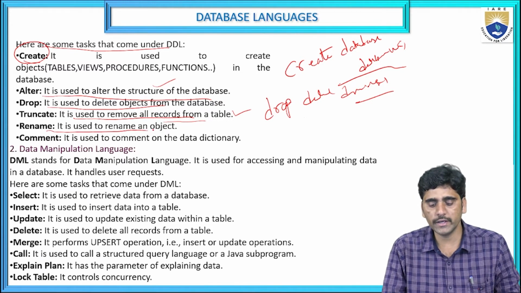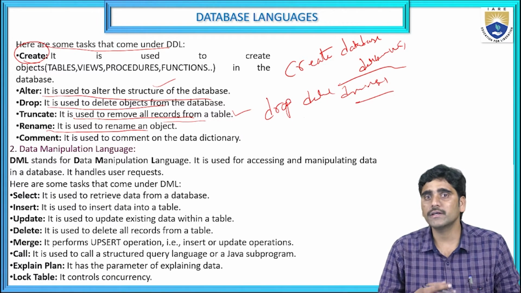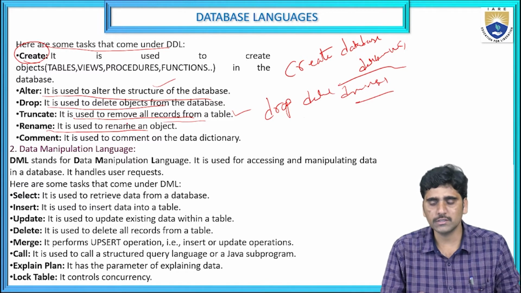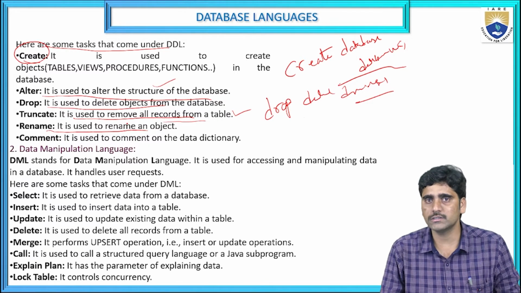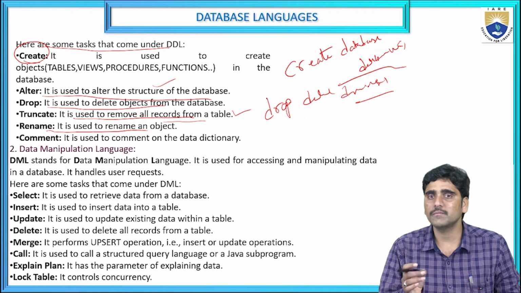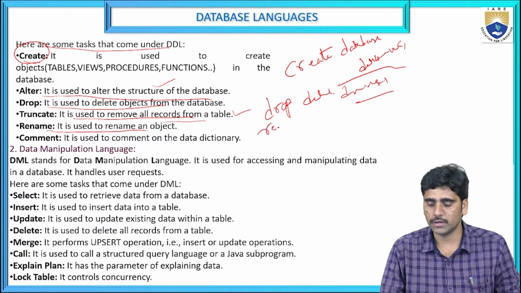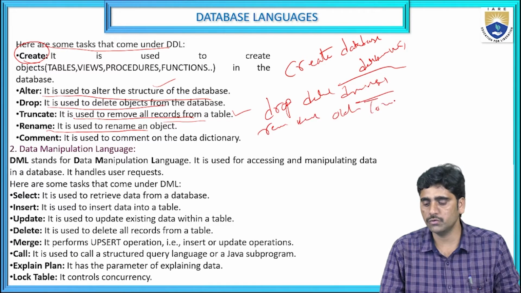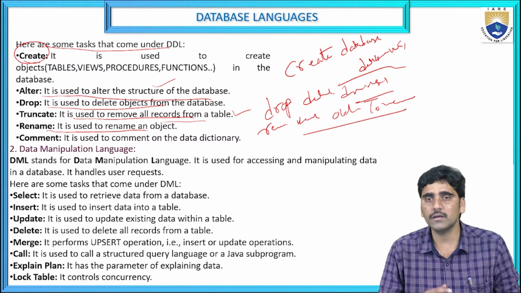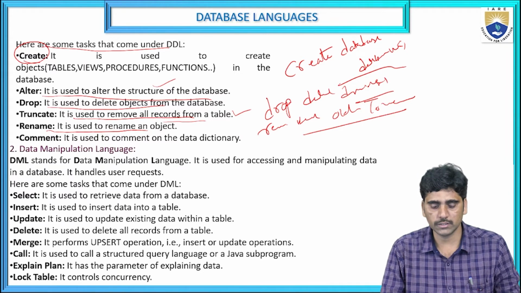Next one is what? Rename. So renaming the object. If you want to rename the table or rename the column name, you can use this rename command. By using this rename command, you can rename the table, like rename table old table name to new table name. Then you can create a rename of the table, a new name of the table. So that is nothing but rename.